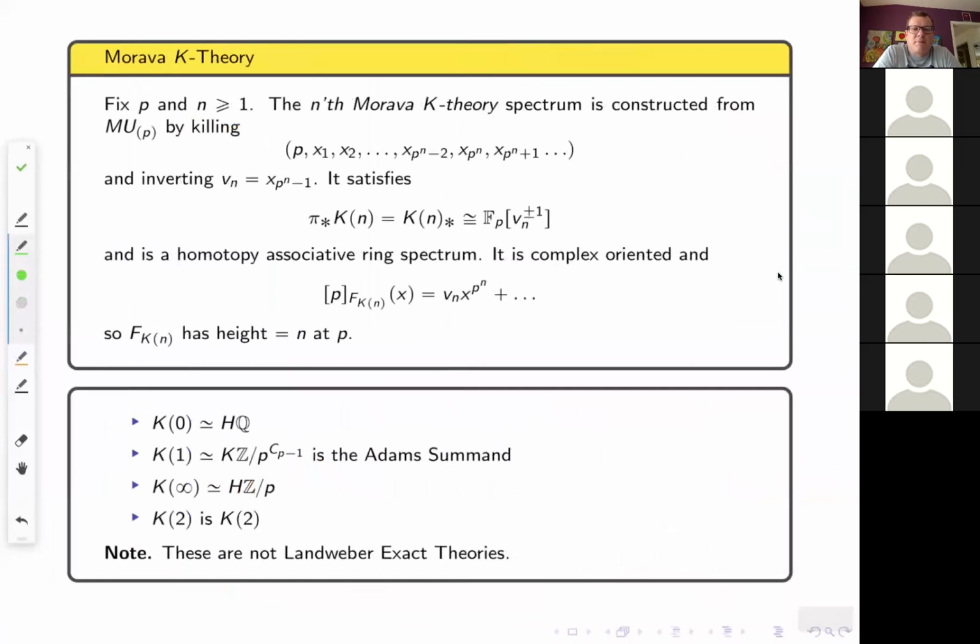I have a question, and maybe I'm jumping the gun. To what extent are Landweber exact theories classifiable? One thing is that they're the flat maps. If Spec R to Spec MU, I think the theory is Landweber exact if they're the flat maps from Spec R to the moduli stack of formal groups. But that's an answer that I would hate if you gave it to me.